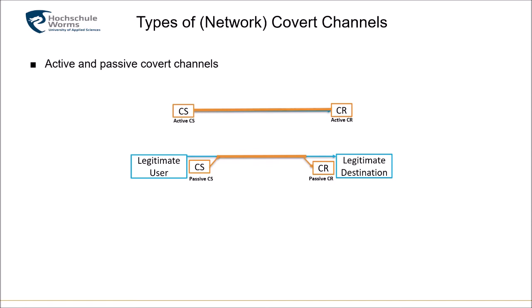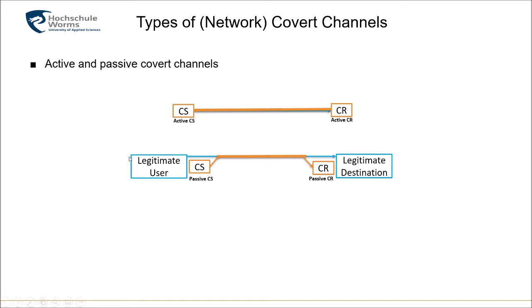So an active covert channel is one where someone actively sends traffic. So the covert channel sender, which I abbreviated with CS, and the covert channel receiver, which I abbreviated with CR. So the covert channel sender generates its own traffic to hide information in this traffic. The overt traffic should appear as legitimate traffic, but the truth is there's some hidden traffic inside it.